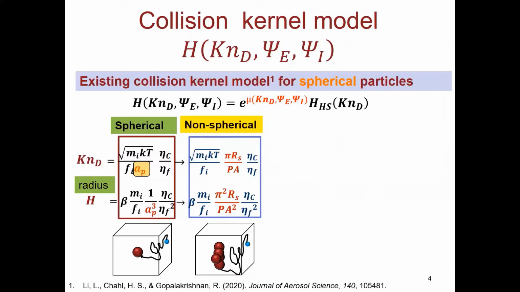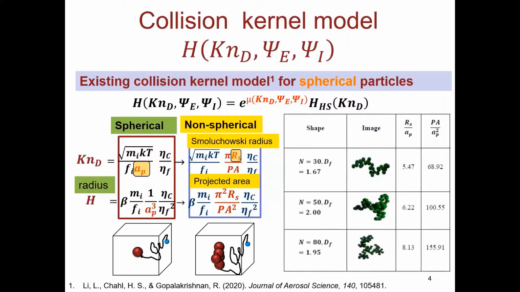For non-spherical particles, continuum transport is described using the Smoluchowski radius Rs, defined as the radius of the sphere with the same diffusion limited transport rate as the non-spherical particle. On the other hand, the free molecular transport of ions is described using gas kinetic theory, invoking the orientation averaged projected area PA of the particle. The geometric parameters Rs and PA can be evaluated using efficient algorithms for any given shape. PA and Rs for selected shapes are shown in the table on the right side.